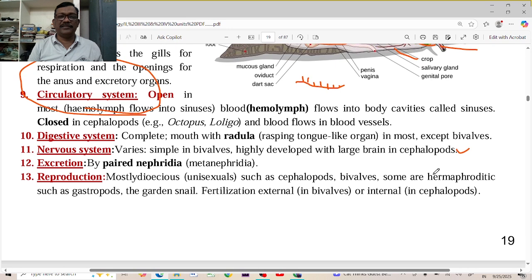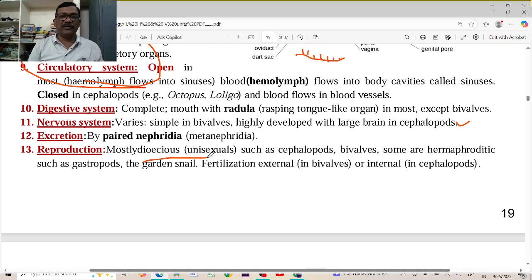For reproduction, these are mostly dioecious, meaning unisexual animals. Male and female organisms are distinct or separate, but a few gastropods are hermaphroditic bisexuals. Although bisexual, they follow cross fertilization. Two organisms participate in sexual reproduction and exchange sperm cells.